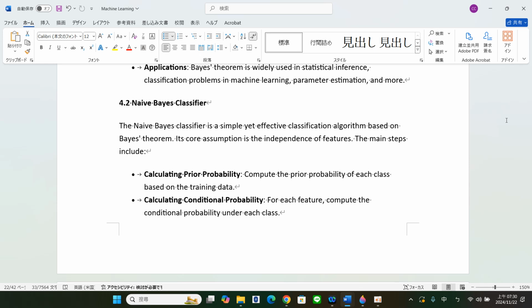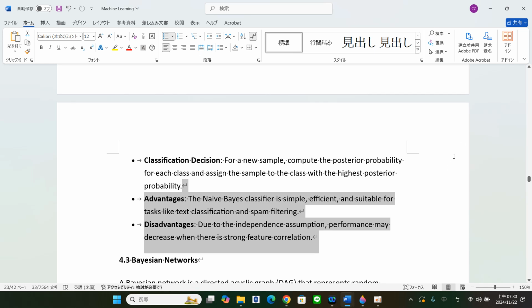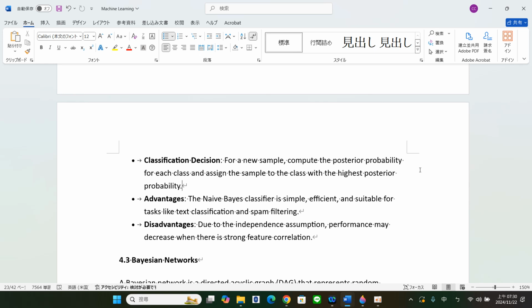The main steps include calculating prior probability: compute the prior probability of each class based on the training data. Calculating conditional probability for each feature: compute the conditional probability under each class. Classification decision for a new sample: compute the posterior probability of each class and assign the sample to the class with the highest posterior probability.